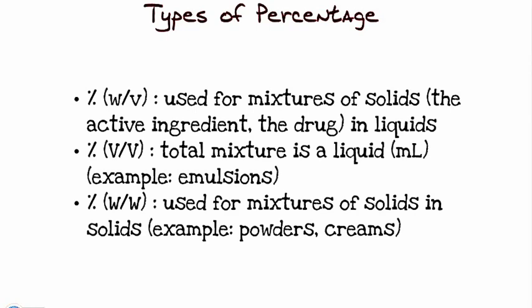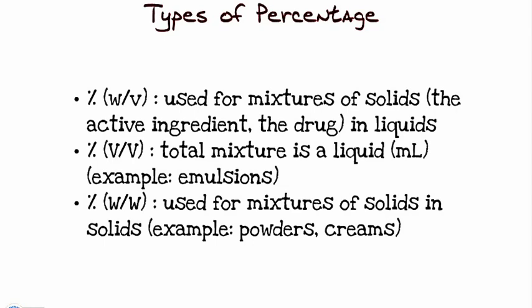Percent W/V means percent weight by volume. Percent weight by volume is used for mixtures of solids in liquids. Percent V/V means percent volume by volume. In percent volume by volume, the active ingredient or the drug is a liquid, measured in milliliters. The total mixture is also a liquid, measured in milliliters. Emulsions, which are mixtures of oily liquids and aqueous liquids, would have percentage strengths expressed in percent volume by volume.